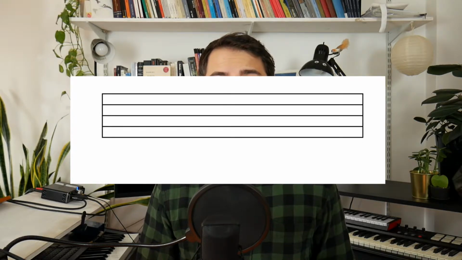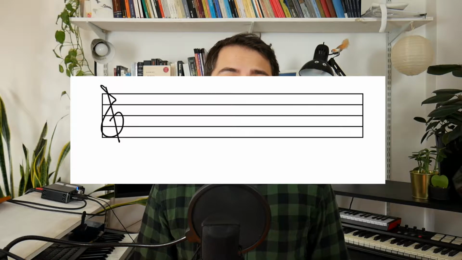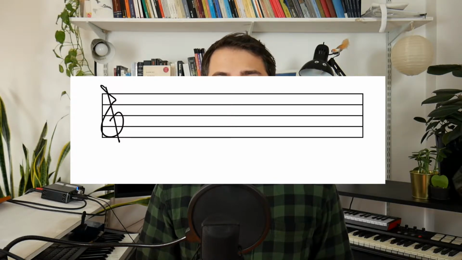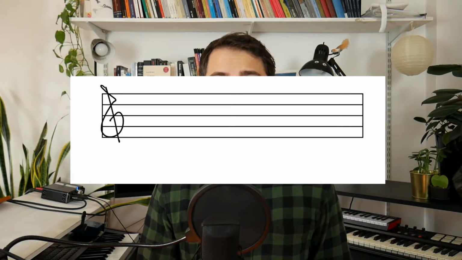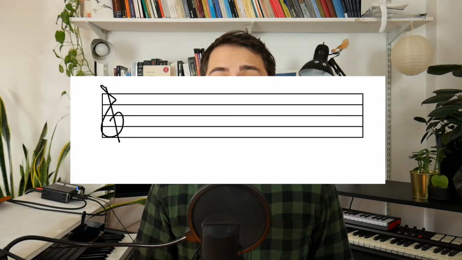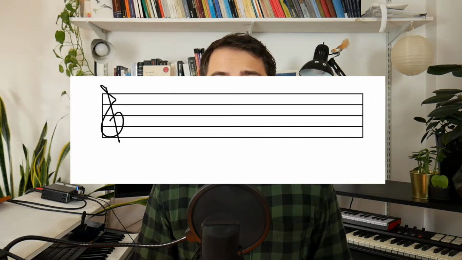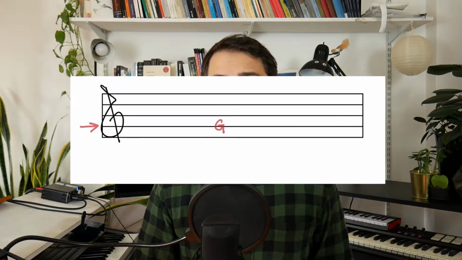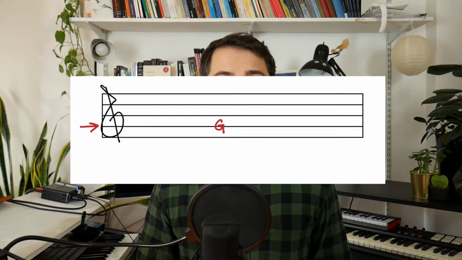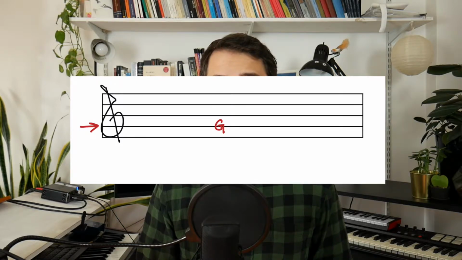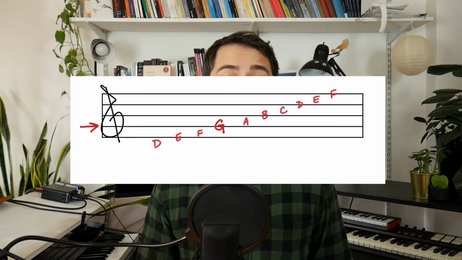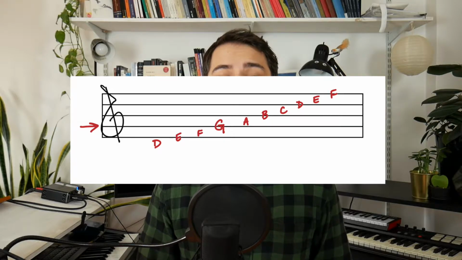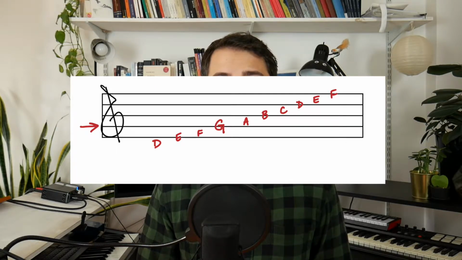A clef is placed at the start of the staff to indicate the orientation of the pitches, and so far we've only been introduced to one clef, the treble clef. It's also colloquially called the G clef, because the lower loop of the treble clef reminds us that the second line corresponds to the pitch G, and from there we can easily fill in the rest of the lines and the spaces.